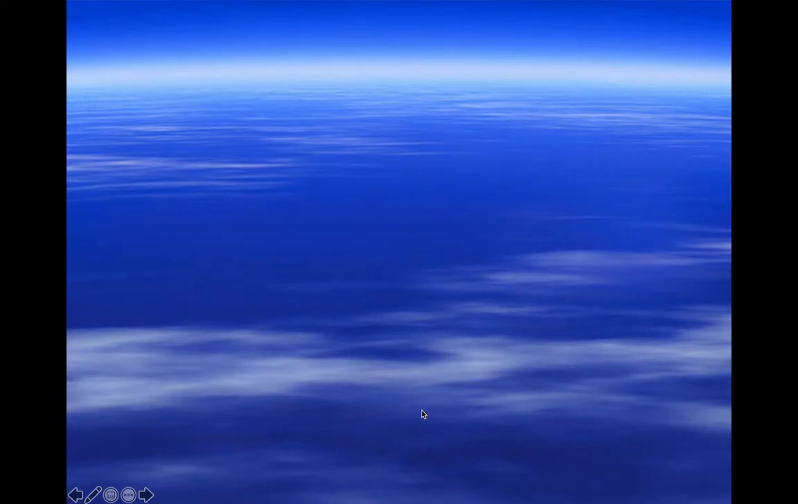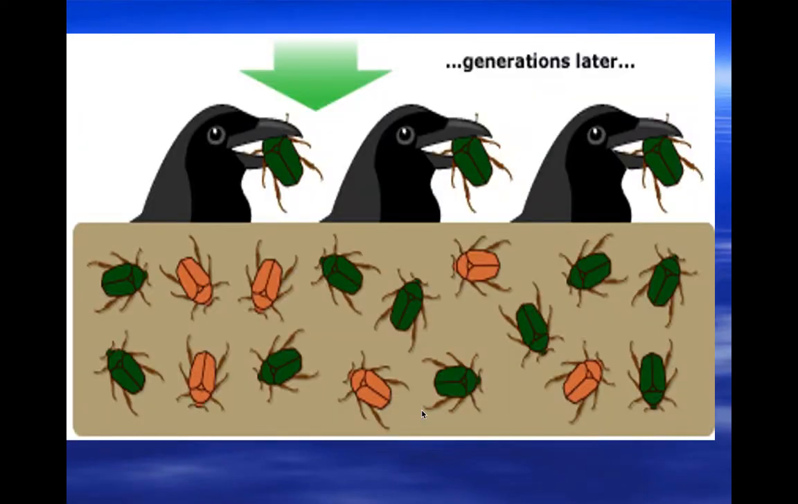Now, over time, if this continues, what will happen is if the birds are picking off the green beetles, then there'll be less competition. These beetles are all competing for the same resources. They're competing for food, for mates, for space, for oxygen. And if the green ones are getting picked off, then the orange ones will have a better chance of survival. So you're going to start to see their numbers increase.